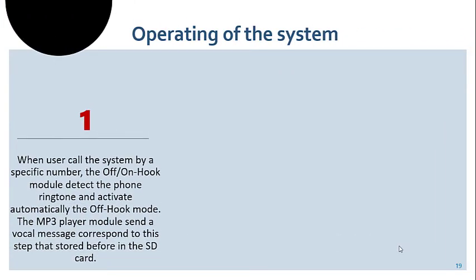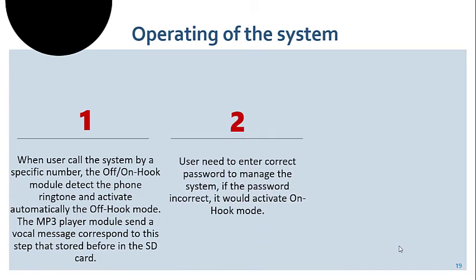Here we can explain how the system works in a few steps. Firstly, when the user calls the system by a specific number, the on-off hook module detects the phone ringtone and automatically activates the off-hook mode. The MP3 player module sends a vocal message corresponding to this step that's stored before in the SD card. Secondly, the user needs to enter the correct password to manage the system.